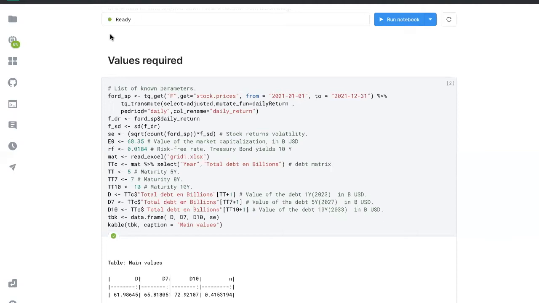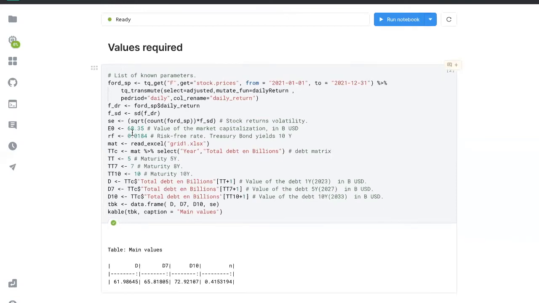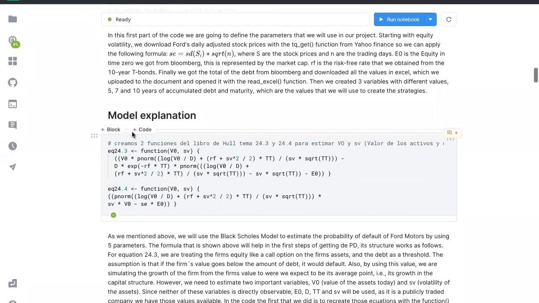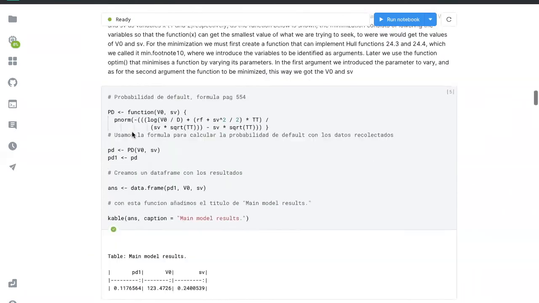The objective of using these values is because we're trying to find two unknown variables, which are value of the assets as of today and the volatility of the assets, since these two are not directly observable. Having these variables, we will be able to evaluate how likely it is that the value of the firm's assets fall in the future below a certain threshold represented by the firm's debt.